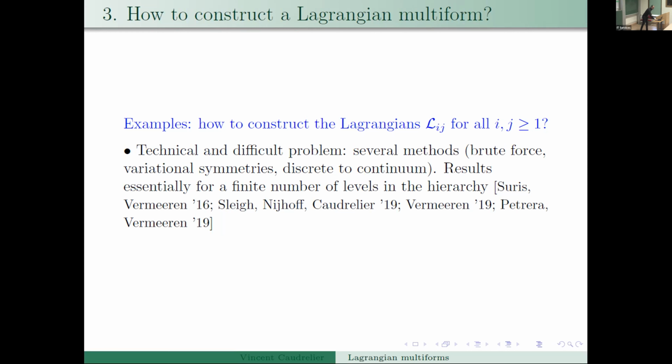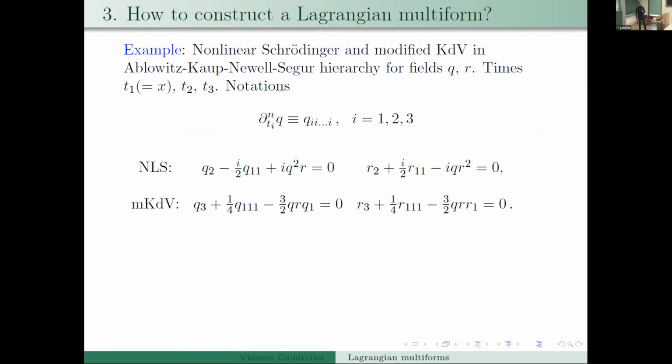So let me show you an example, actually, because there hasn't been an example yet. Imagine you take your AKNS hierarchy. We've seen the nonlinear Schrödinger a lot of times already. You may not recognize it immediately, but it's there in its unreduced form. If I say that the field R is related to the complex conjugate of Q, these two equations become the same. 1 means double x derivative, 2 means t derivative. So that's essentially your NLS. And in the same token, that would be your modified KdV, the next one in the hierarchy.